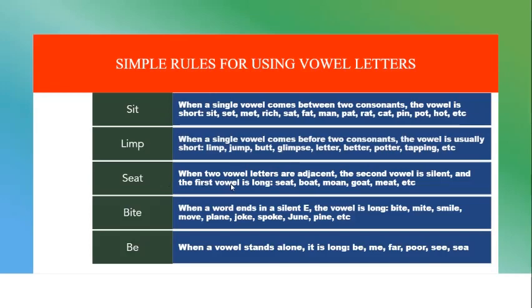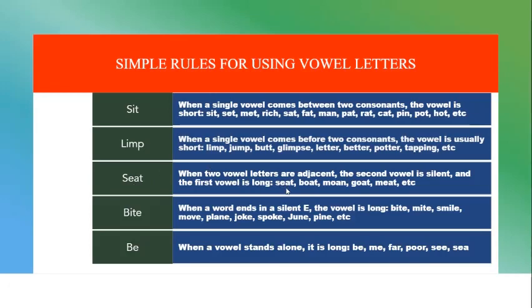Now, rule number 3, when two vowel letters are adjacent, the second vowel is silent and the first vowel is long. So we have this in seat, S-E-A-T. So we have the vowel E and the vowel A. So the second vowel A is silent and the first one is elongated. It is long. So that's why we pronounce this as seat.